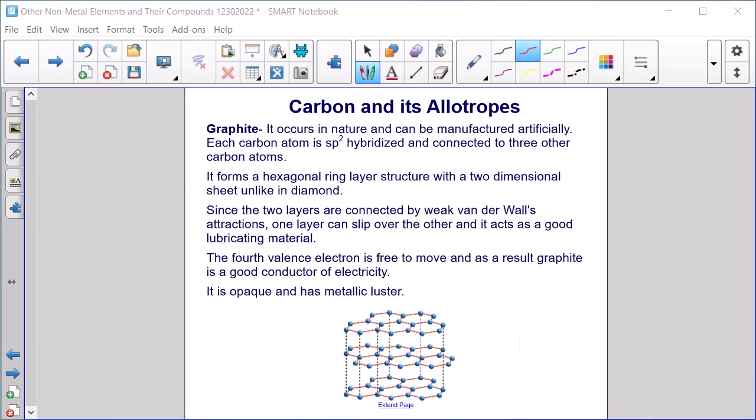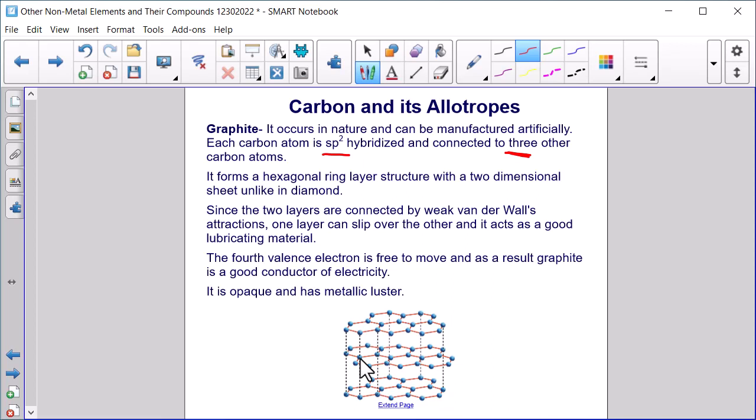Graphite occurs in nature and can be manufactured artificially. Each carbon atom is sp2 hybridized and connected to 3 other carbon atoms. So if you look here, we have 1, 2, 3, 1, 2, 3. It forms a hexagonal ring layer structure with a 2-dimensional sheet, unlike in diamonds. So you see these layers that layer together like sheets. Since the 2 layers are connected by weak van der Waals attractions, which you see here, one layer can slip over the other, and it acts as a good lubricating material.